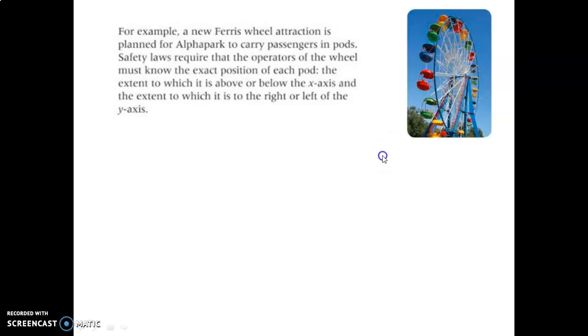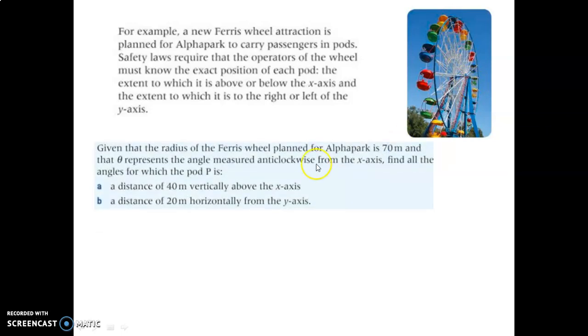So let's check it out. Here's the situation. The radius of the Ferris wheel at the park is 70 meters. Imagine from the center to one of the pods, 70 meters. And theta represents the angle measured anti-clockwise from the x-axis. Imagine it's spinning, and as you get on a pod, the wheel spins this way, and the angle tells you basically what portion of the journey you've done.